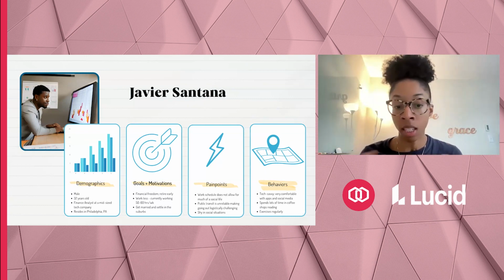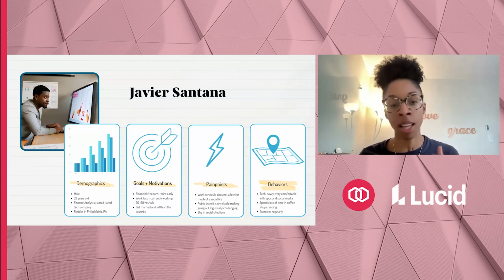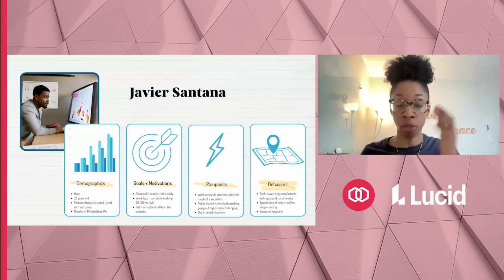and some of their goals and motivations. Their goals could be financial freedom. They are a financial analyst, they work a lot, they make a lot of money potentially, but also their goals are to get married and settle down. And so you'll notice here that there could be many goals, and the goals don't necessarily have to be aligned specifically to my feature, right?